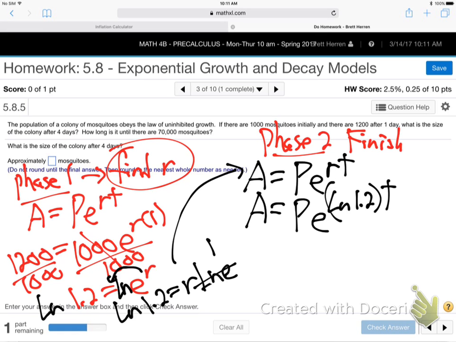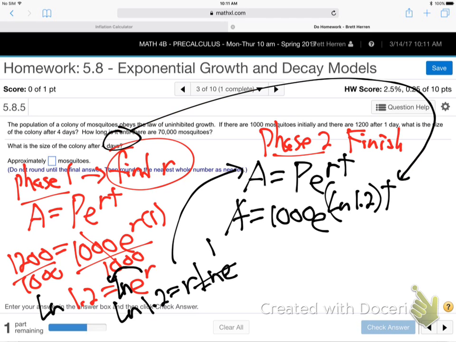Let me see. I could do a trick here that would make things easier, but I wonder if it might be confusing. Oh, and the P's 1,000, isn't it? Let's just put that P back in. That P's still 1,000. That doesn't change. That's the initial amount of mosquitoes, the initial investment. All right, now what's their final question? 4 days. What's the size of the colony after 4 days? So just plug in T is 4. Yeah, I'll skip the trick. This is good enough.